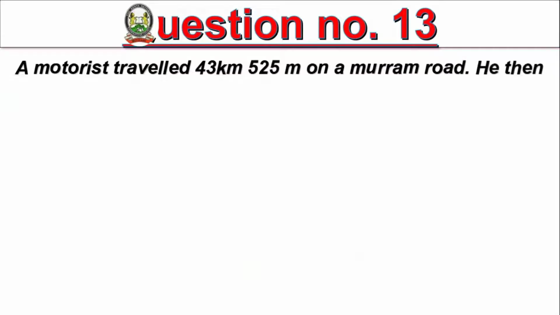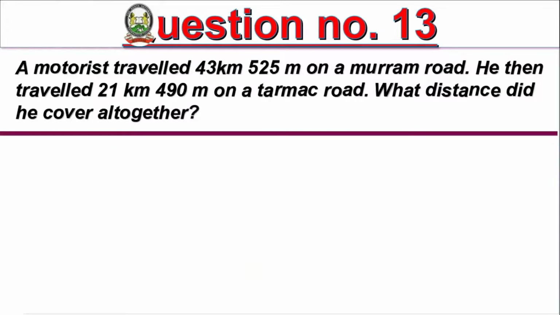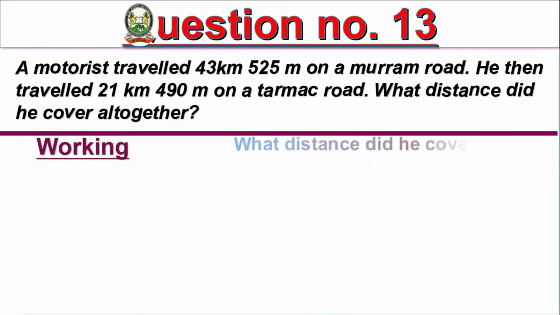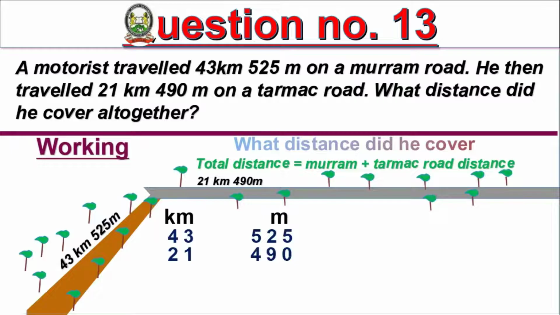Next is number 13. Question number 13. A motorist traveled 43 kilometers, 525 meters on a murram road. He then traveled 21 kilometers, 490 meters on a tarmac road. What distance did he cover altogether? Altogether means total, addition. So total distance equals the distance on the murram road plus the distance on the tarmac road. So now let us add them.